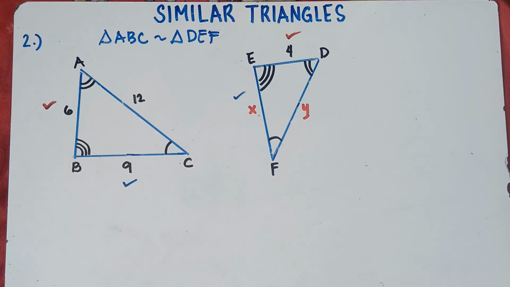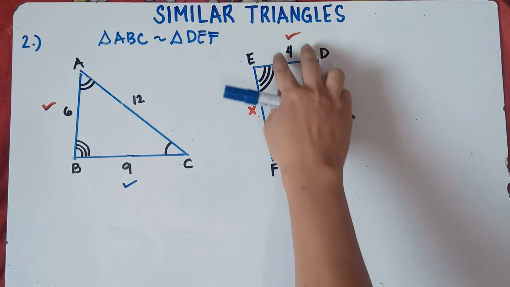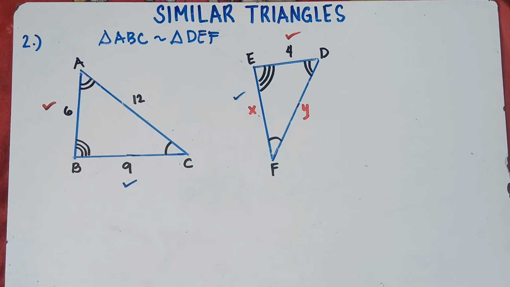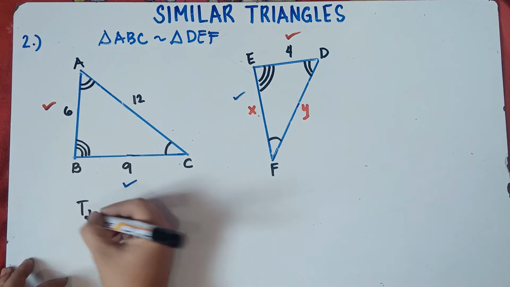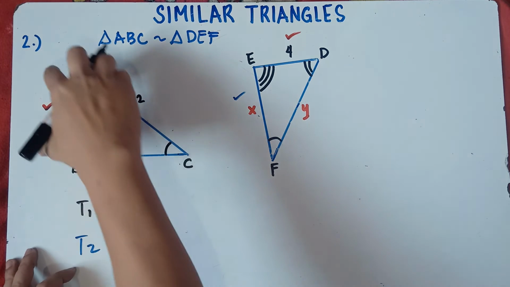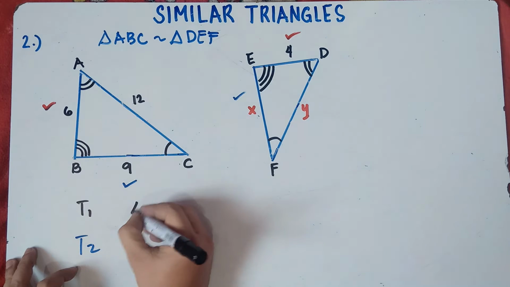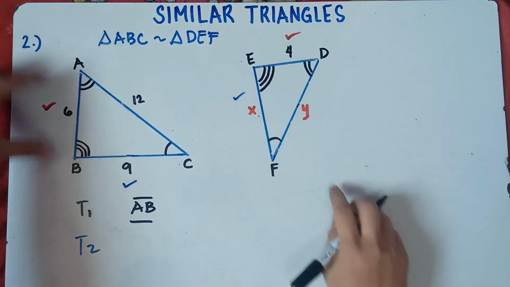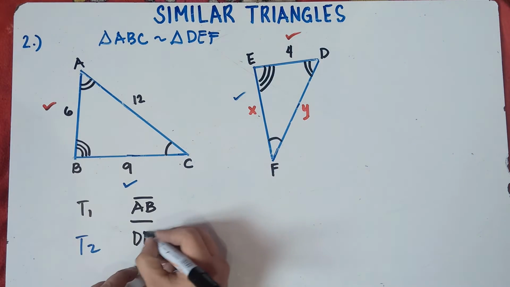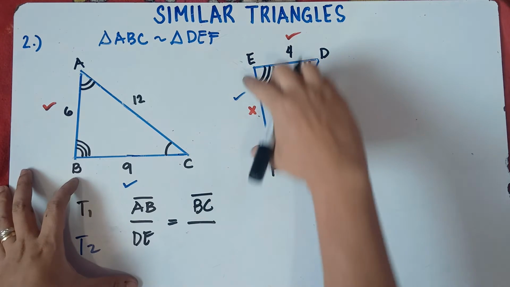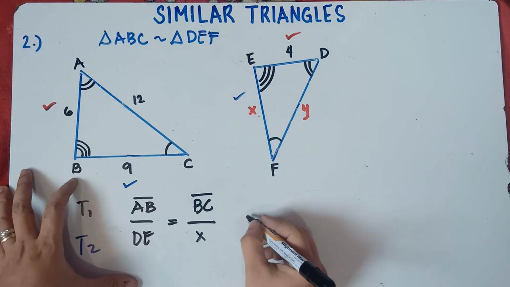So in our class, do we have a way that we can answer it right away? From 4, it becomes 6. Nope. We cannot answer right away, class. So therefore, we need to do the solution. So, triangle 1 and triangle 2. For triangle 1, we have line segment AB over line segment DE. AB corresponds to DE is equal to line segment BC over EF, which is X. So let's find the value of X.